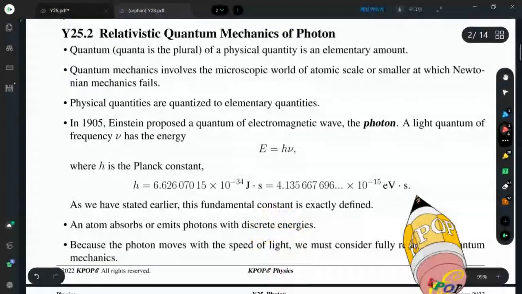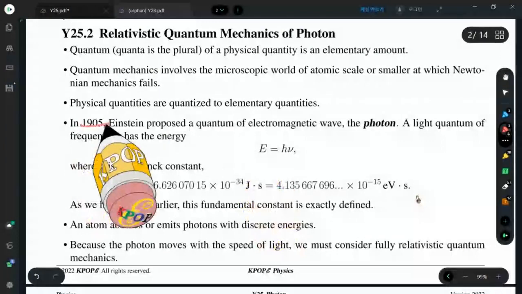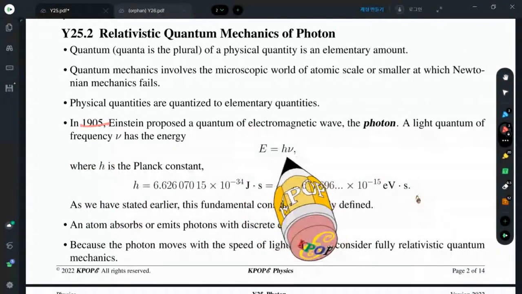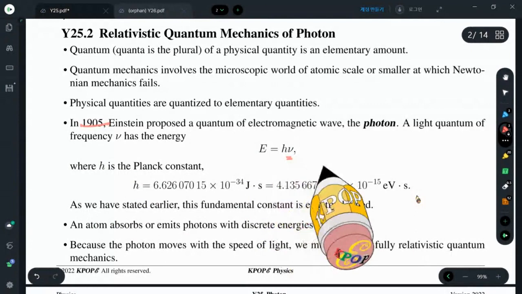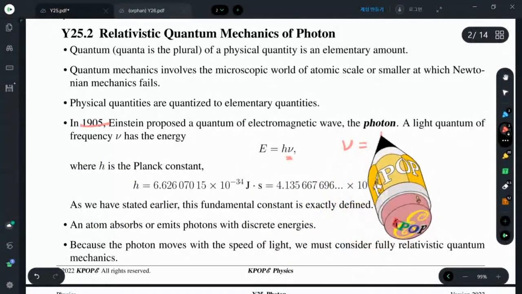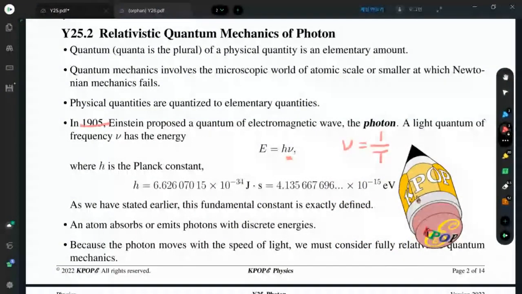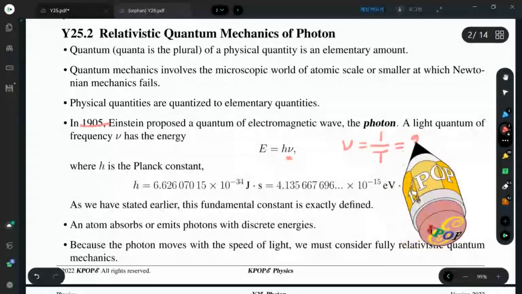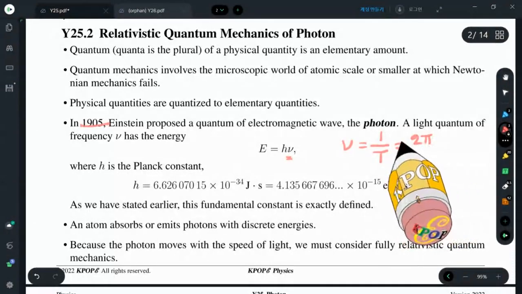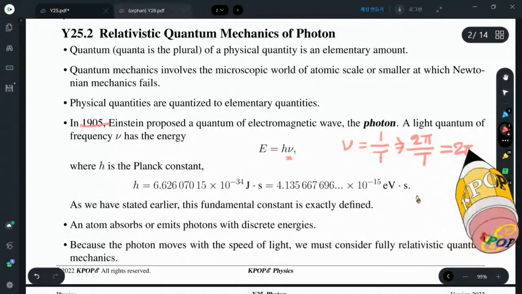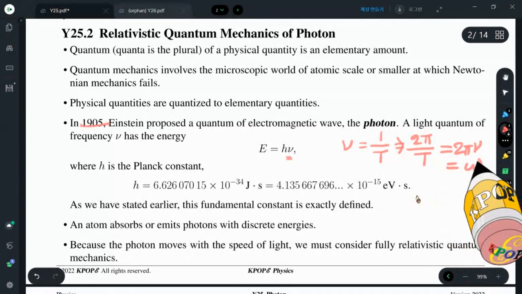Okay, first of all, in 1905 Einstein proposed that the energy of a single photon is proportional to the frequency. Here, the frequency is 1 over the period. Okay, so if we multiply by 2 pi, it becomes 2 pi nu, the angular frequency.